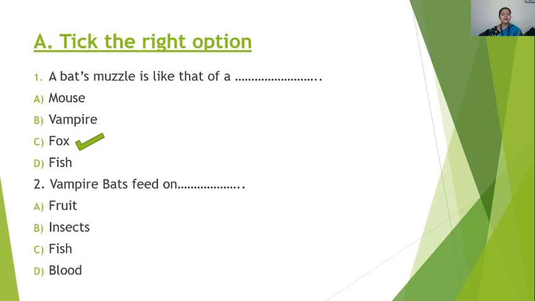Okay. Now let's come to the second. Vampire bats feed on fruits? No. Insects? No. Fish? No. Blood? Yes. Vampire bats feed on blood.